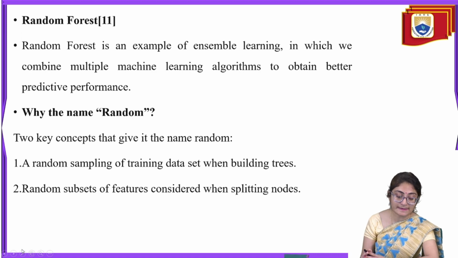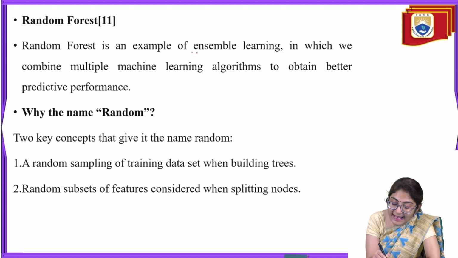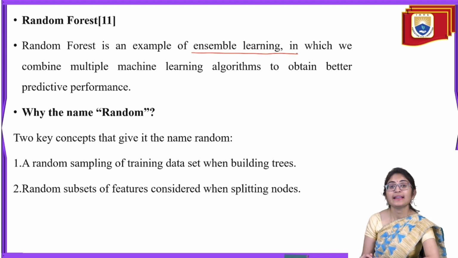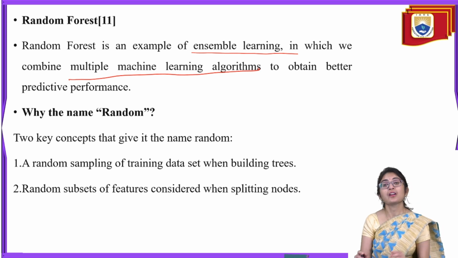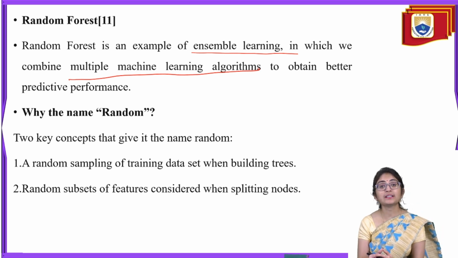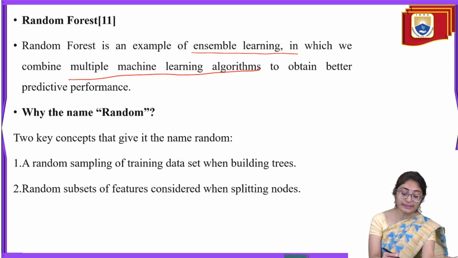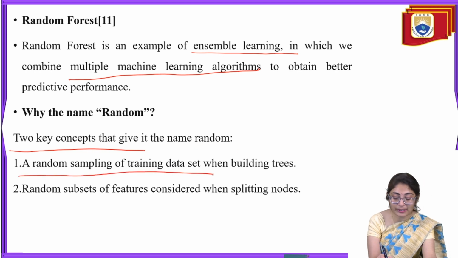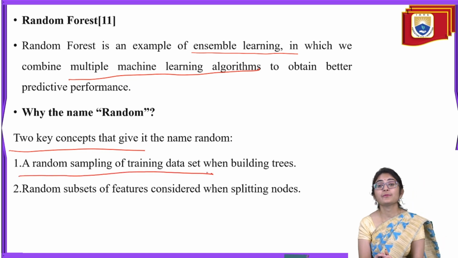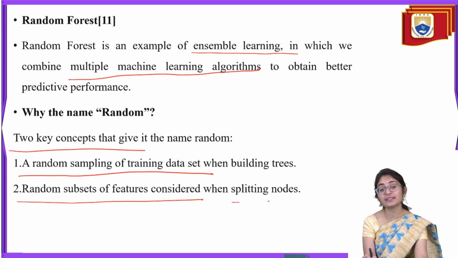Now random forest. The random forest is an example of ensemble learning in which we combine multiple machine learning algorithms for obtaining better predictive performance. But why is its name random? Actually, there are two key concepts. One is the random sampling of the training data set when building trees, and the other is a random subset of features considered when splitting nodes.